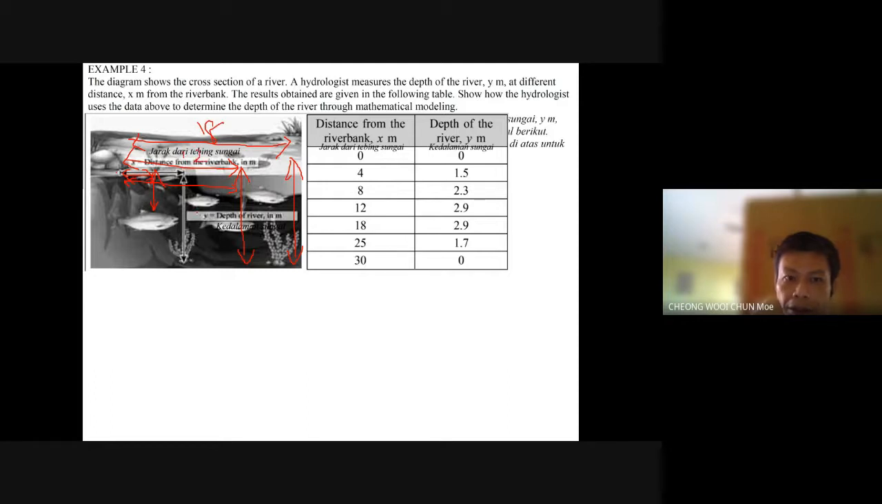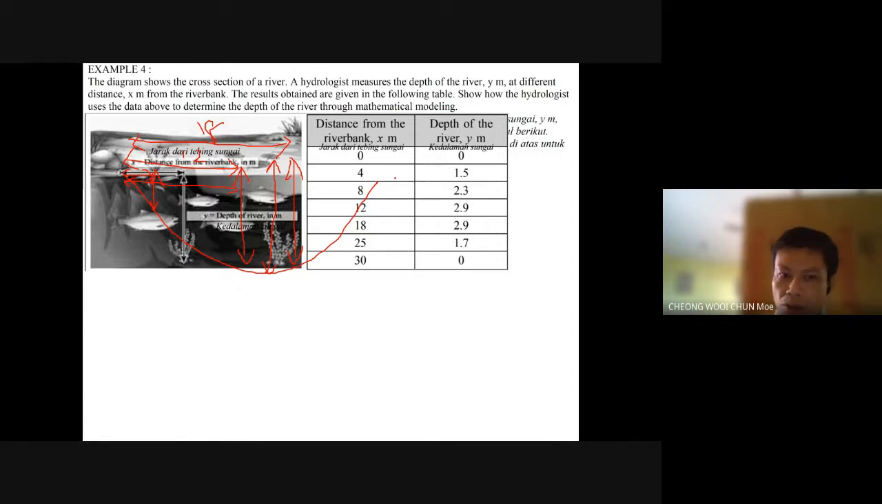Okay, that means this is the deepest. Can you understand the situation? This is the deepest. That means the distance gets more and more, but the depth is like doing a U shape. Okay, show how the hydrologist uses the data above to determine the depth of the river through mathematical modeling.